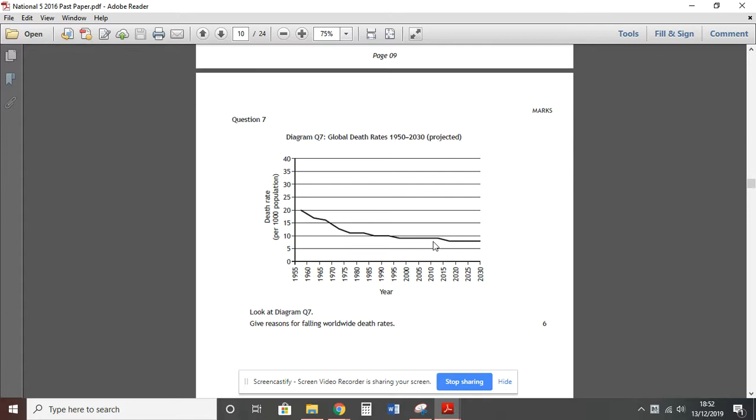So I've outlined about 8 reasons, referencing some diseases whilst doing that as examples, which would be a really good piece of advice.